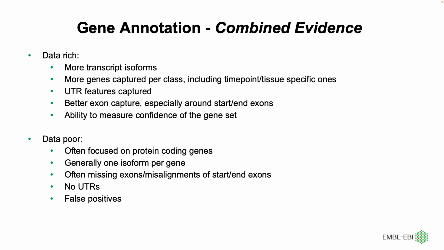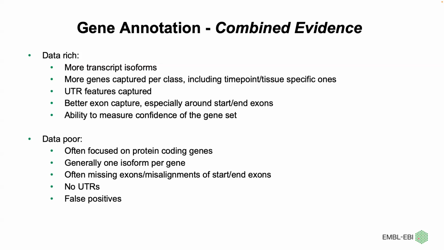So what does it actually mean when we combine evidence? If we have a lot of data, with long read, short read, and protein data, we will have more transcript isoforms. More genes will be captured per class, including time point and tissue specific ones. UTR features will be predicted. We will have better exon prediction, especially around the start and the end exons, and we'll be able to measure the confidence of the gene set based on how good our initial data was.